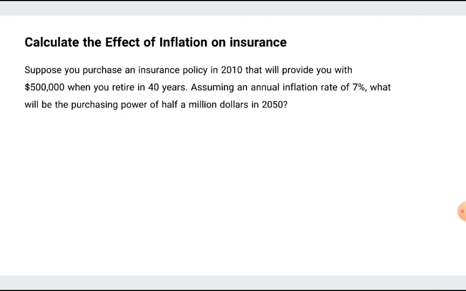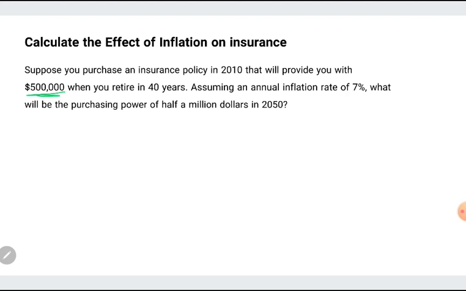Okay, how about the effect of inflation on the purchasing power of an insurance? Suppose you purchase an insurance policy in 2010 that will provide you with $500,000 when you retire in 40 years. So obviously, this is a future amount since you are getting the amount in 40 years' time. That should give you a clue that what you need to compute is the present value. Assuming an annual interest rate of 7%, what will be the purchasing power of $500,000 in 2050?